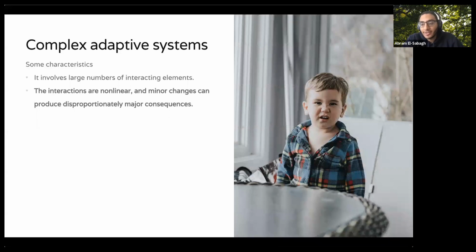is that the interactions are non-linear. Okay, so minor changes can produce disproportionately major consequences. So think about, for example, they put a roadblock in a major street. All of a sudden, you've got people that don't know about the roadblock that are going into that and then having to navigate, how do I get out of this? And then you've got people, for example, who know about the roadblock who are trying to almost guess what road people aren't going to take to get around it as fast as possible.